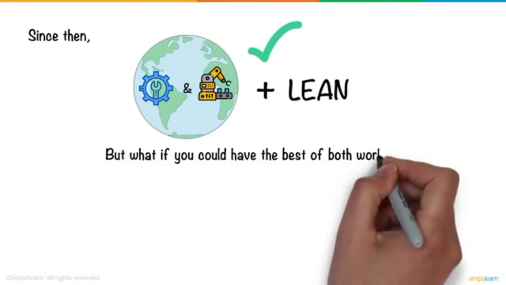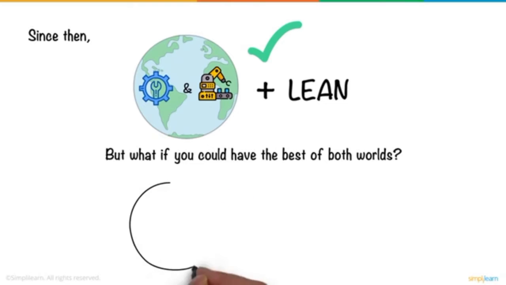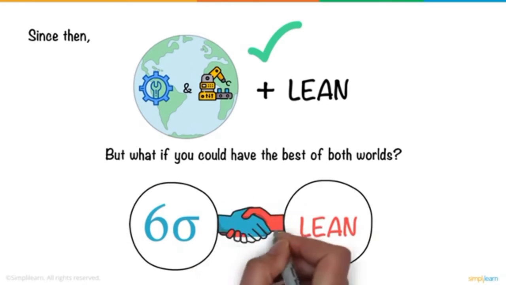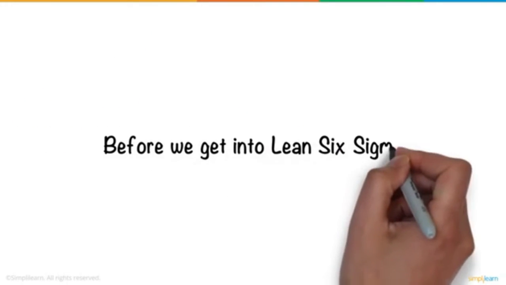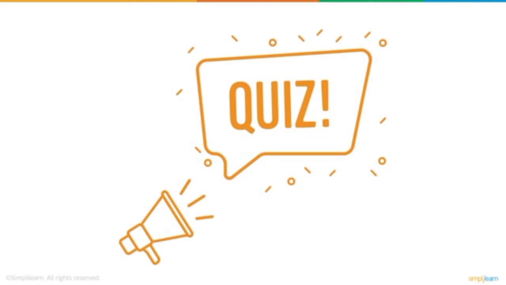But what if you could have the best of both worlds? A combination of both Six Sigma and Lean. That's Lean Six Sigma.